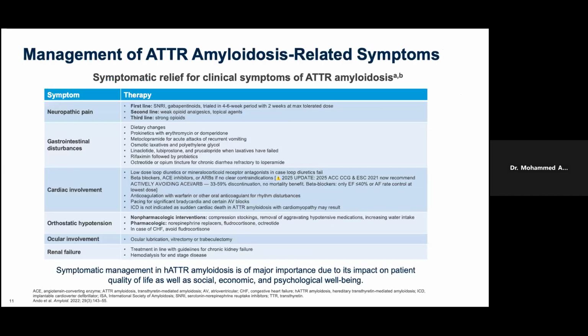For other symptoms, for patients with other manifestations, for example neuropathic pain, the supportive care of ATTR amyloidosis extends beyond the heart and requires a symptom-directed approach. Neuropathic pain is typically managed with gabapentin or SNRIs, while gastrointestinal manifestations are treated with dietary modification or targeted therapy based on the underlying manifestation. Orthostatic hypotension should be managed with both non-pharmacological measures and pharmacological agents such as midodrine or fludrocortisone.